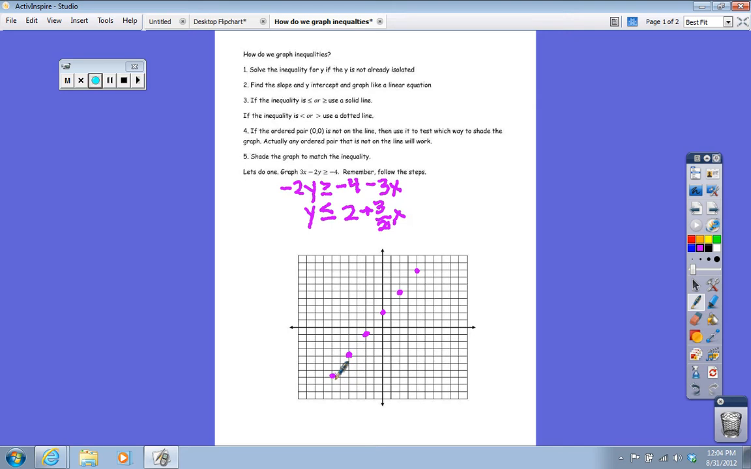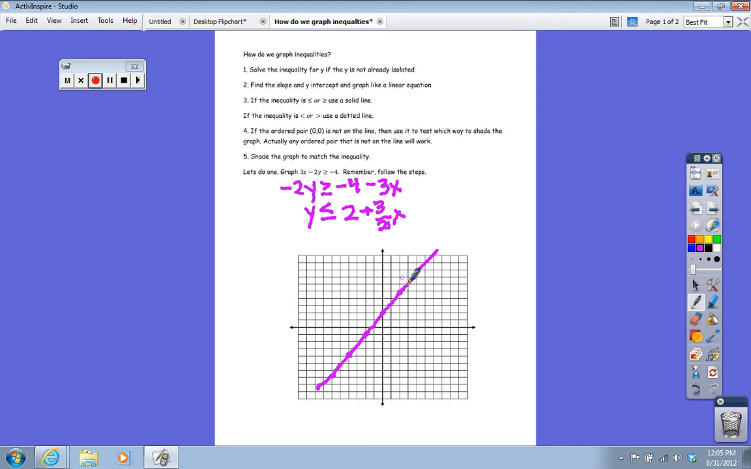All right. The next thing we need to decide is, is it a solid or a dotted line? And because it could be equal to, you see the half of an equal sign, that means we can draw a solid line, because the solution set could be on the line. But because it's an inequality, we have to know where to shade for the other solutions.